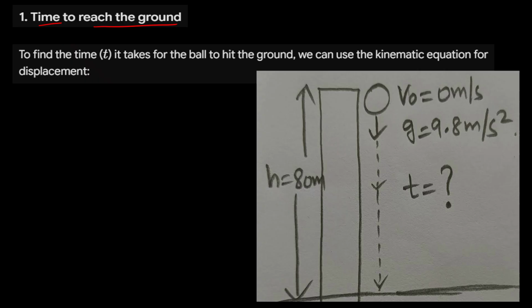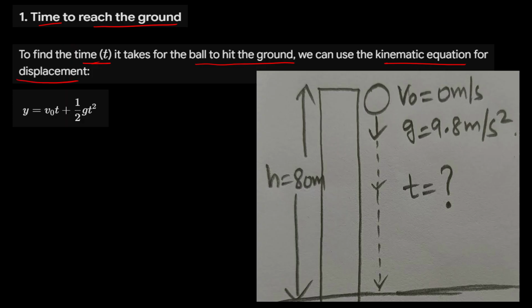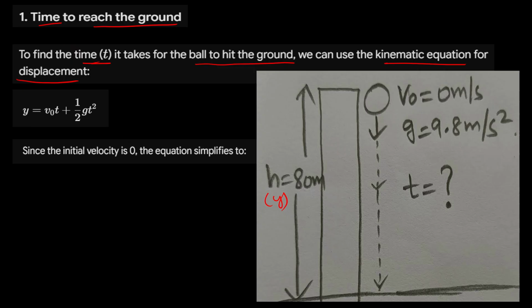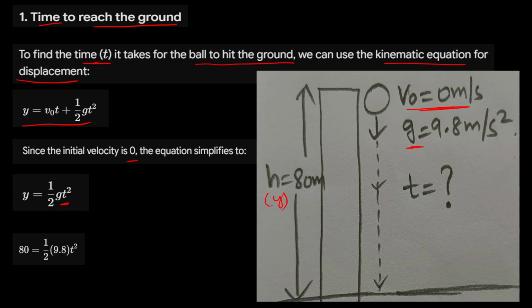Moving on to our first calculation, finding the time to reach the ground. To find the time t that it takes for the ball to hit the ground, we can use the kinematic equation for displacement y equals v0 times t plus 1/2 gt squared. Since the initial velocity is 0, the equation simplifies to y equals 1/2 gt squared. Plugging in our known values, we get 80 equals 1/2 times 9.8 times t squared.